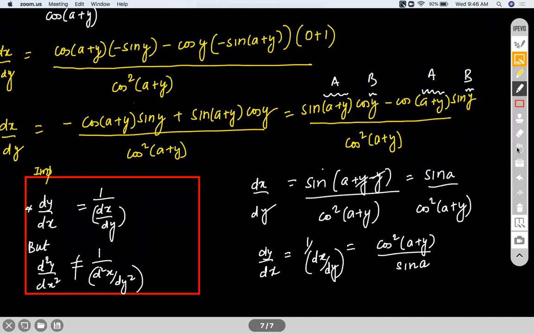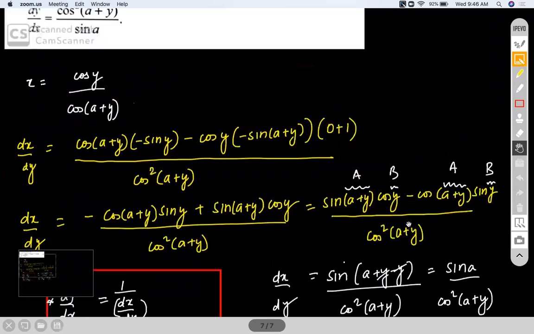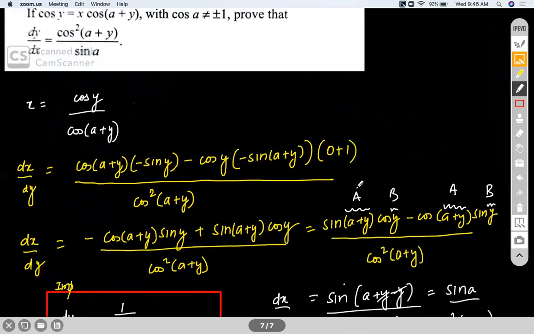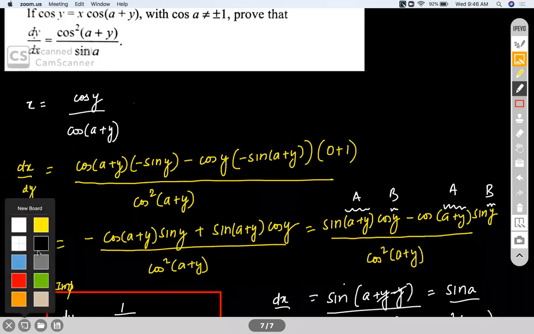Okay. Meanwhile, is this problem clear? Any doubt, any question with respect to this? So there was an element of trigonometry also involved in this. Yes, sir. Right. Let's move on. Next question.